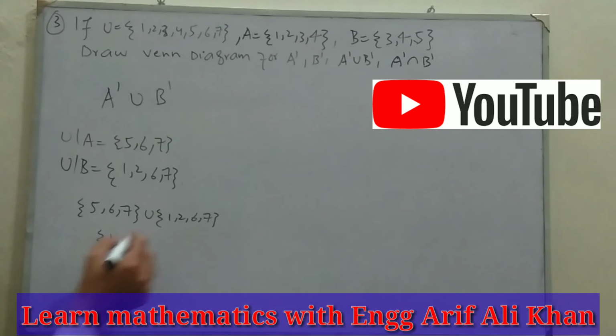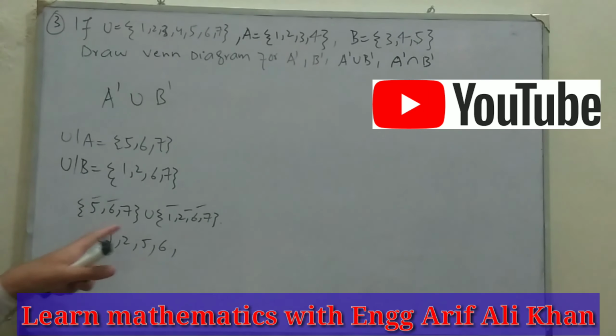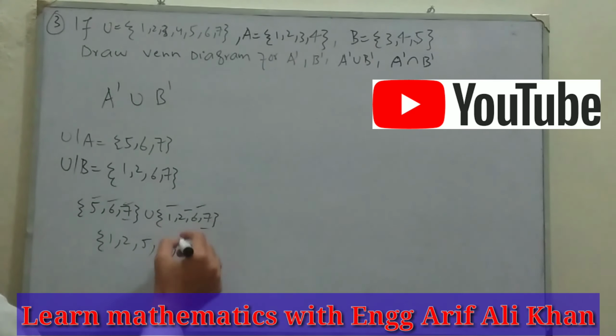So our result will be 1, 2, and after this we take 5, and after this we have 2, 6. We will take just a single 6. So 1, 2, 5, 6, and after this we are left with 2, 7. So we take a single 7. So this is the result.